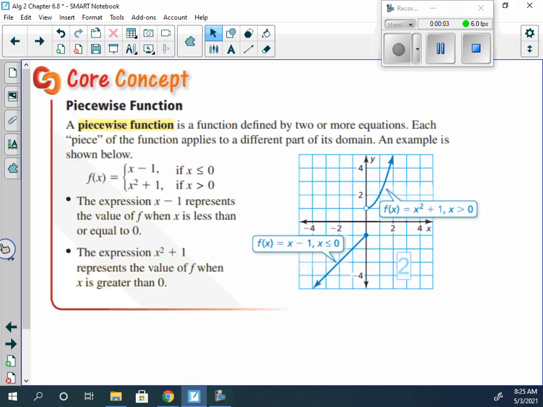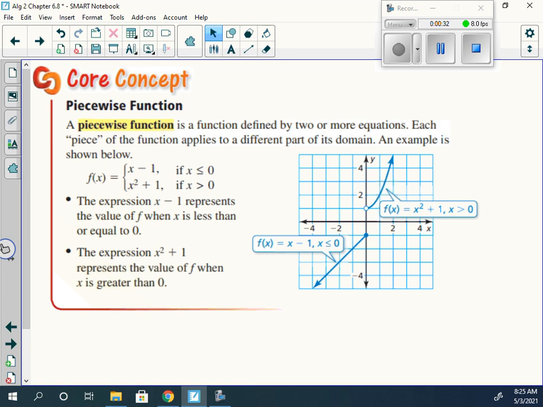So the main thing that we're going to be looking at today is piecewise functions. Now, a piecewise function is a function defined by two or more equations. Each piece of the function applies to a different part of the domain, and this here is an example of it. F of x is equal to x minus 1 if x is less than or equal to 0. It's also equal to x squared plus 1 if x is greater than 0.